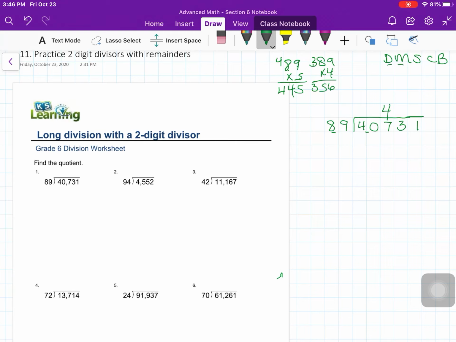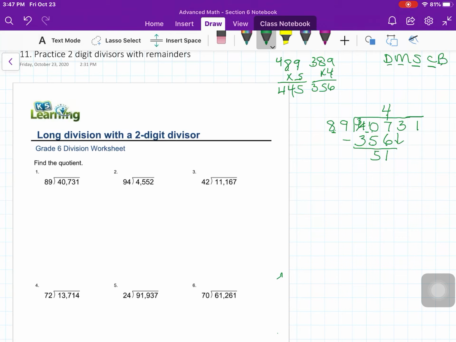And so then I multiply. 4 times 89 is right here, 356. And then I subtract. 7 minus 6 is 1. I can't take 5 from 0, so I have to regroup. 10 minus 5 is 5, and 3 minus 3 is 0. I check to make sure 51 is smaller than 89.